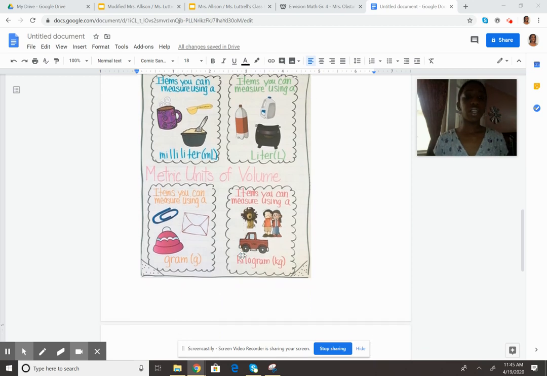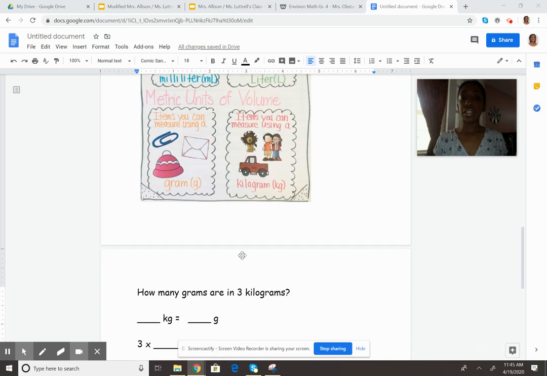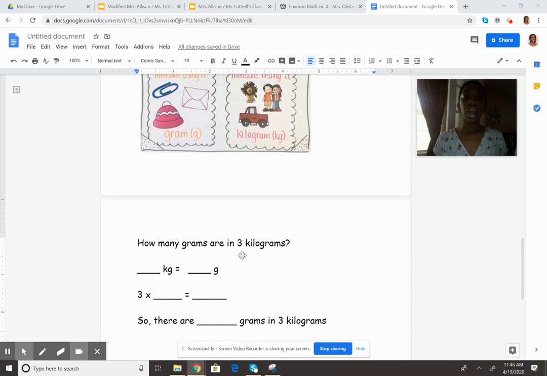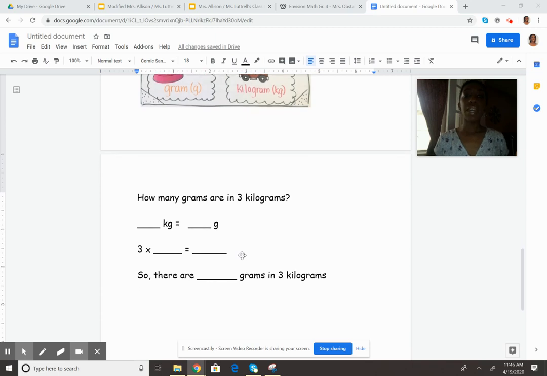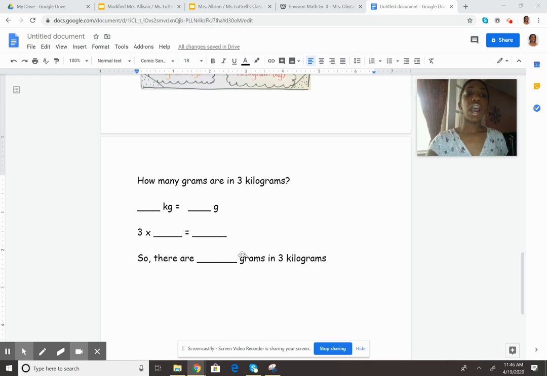So I know I said earlier that we were going to convert different metric units in your assignment, so let's go over an example. It says, how many grams are in 3 kilograms, okay? So I already know that 1 kilogram is equal to 1,000 grams, okay?